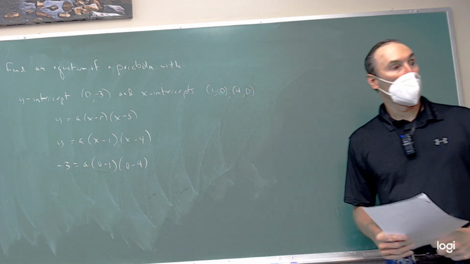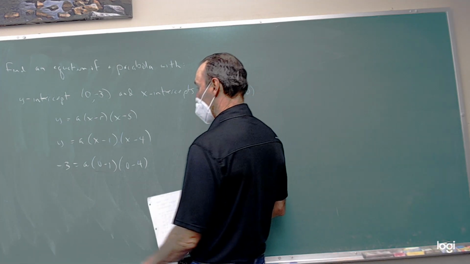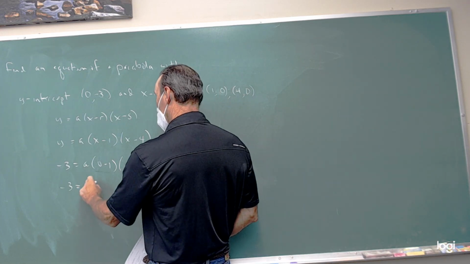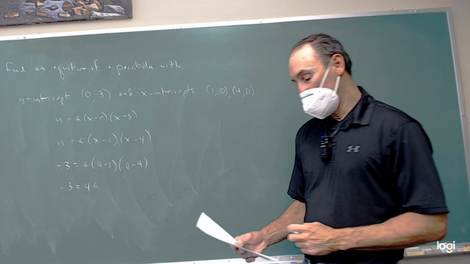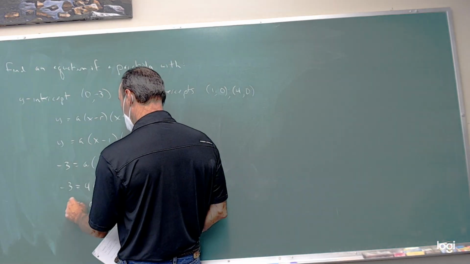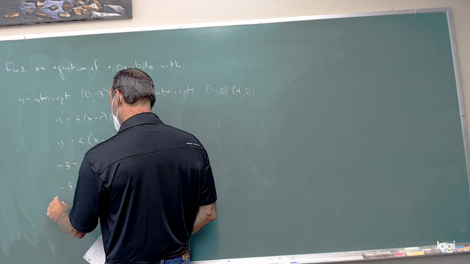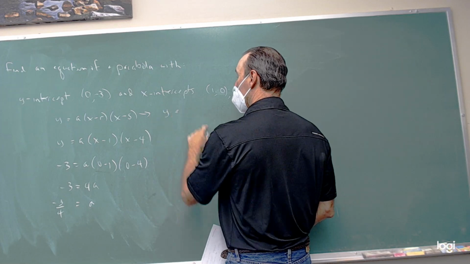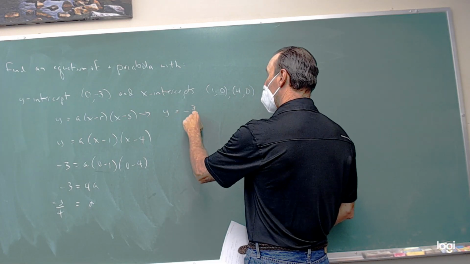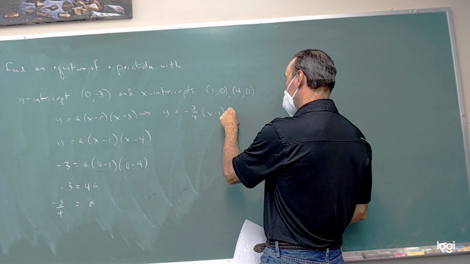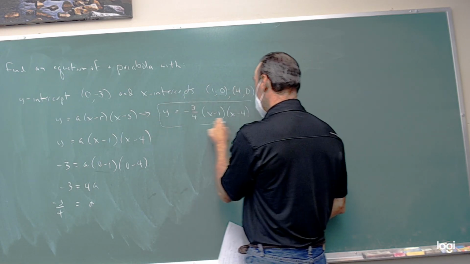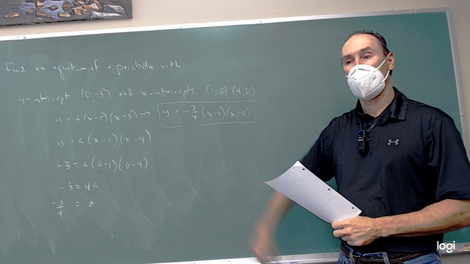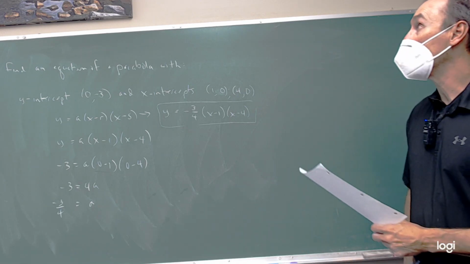You with me there? Okay. So negative 3 is, let's see, negative 1 times negative 4 is positive 4. We have 4A equals negative 3. So A must be negative 3/4. And so then we know the final piece. Our equation is y equals negative 3/4 times (x minus 1) times (x minus 4). Now, I didn't say it had to be in standard form, so there's no point in multiplying all that out. It's a lot of work for no real gain.